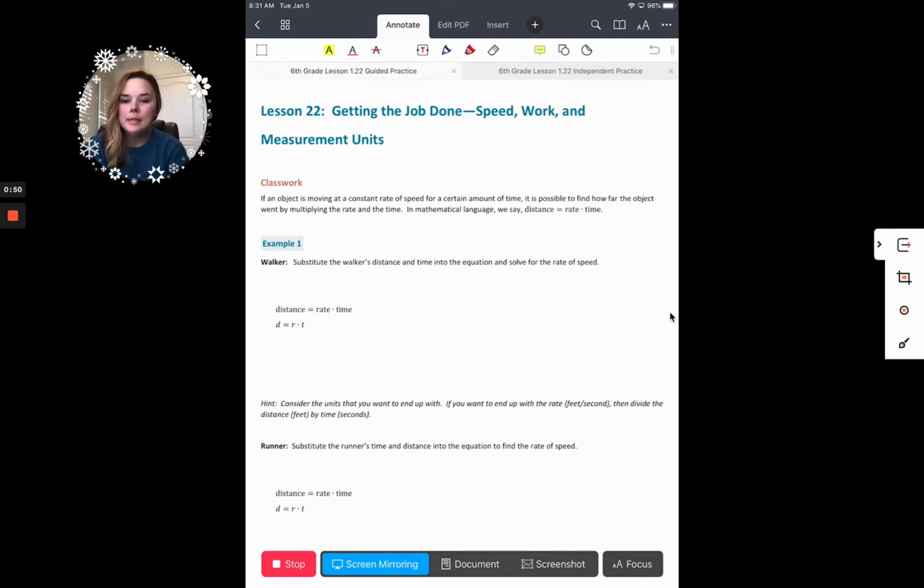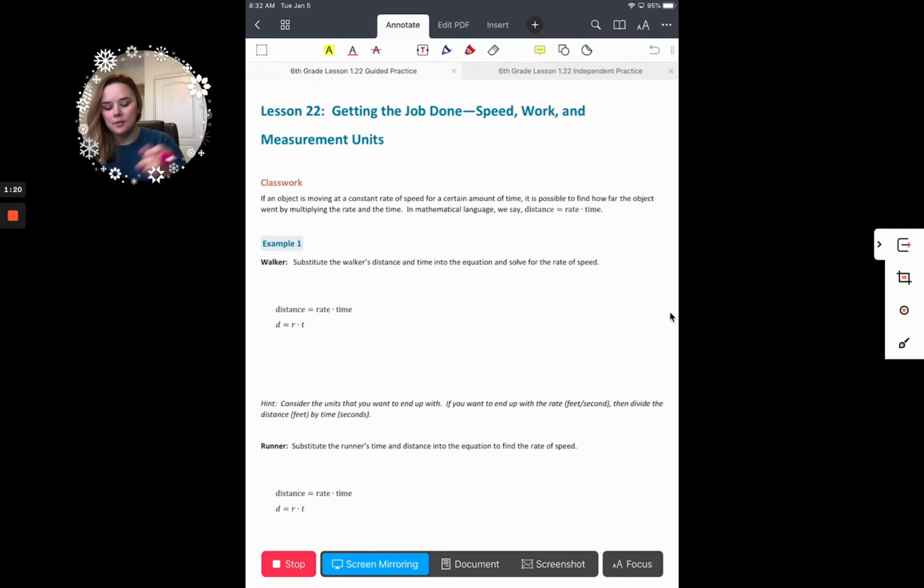So what that means is if something, say a person, is running or moving at a steady rate, their rate isn't changing, their speed isn't changing for a certain amount of time, say for 5 minutes, 10 minutes, 20 minutes, we can figure out how far they're going to go, what the distance they're going to travel is. We can also use this formula backwards to find the rate or to find the time if we know the other two pieces.